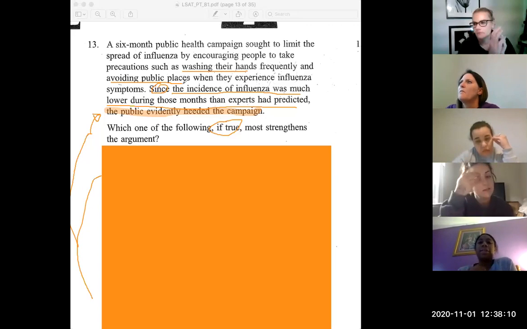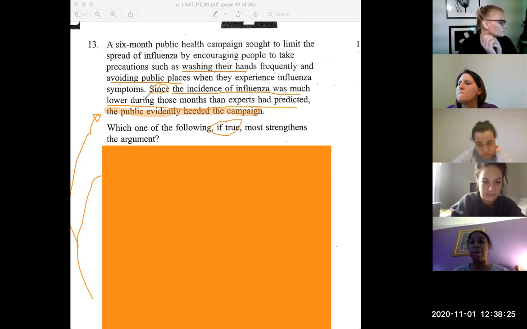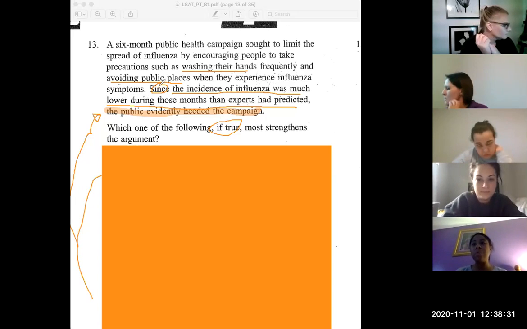Right. So that's what I was saying, because I feel like it's important to note, avoid public places, but only when they experience influenza symptoms. So we can't just say the number of times that you went out in public decreased, and that can't be a super strong thing, because they added the fact that you have to experience influenza symptoms. So if I don't feel sick, why do it? Right. Yes, that's where my confusion was.